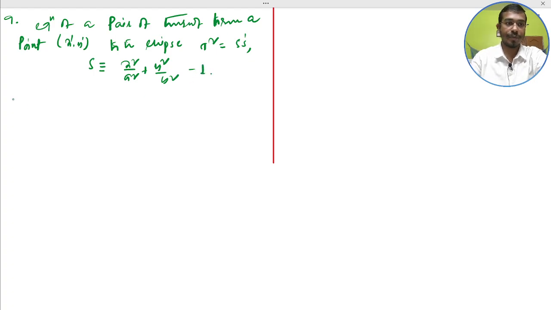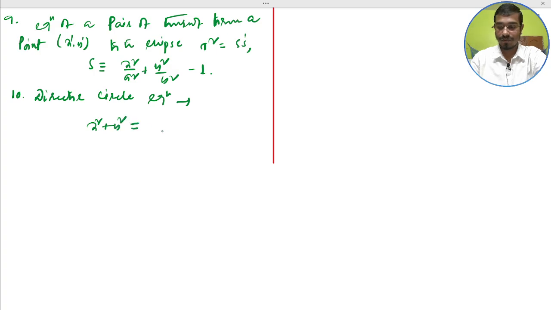Director circle equation, very important. Director circle equation is basically x square plus y square equals a square plus b square. Auxiliary circle equation. This is basically x square plus y square equals a square.